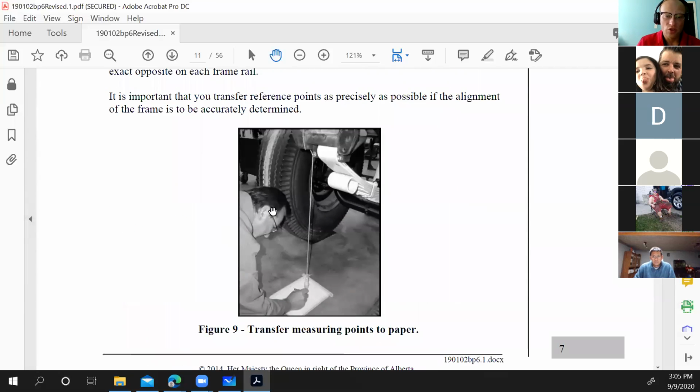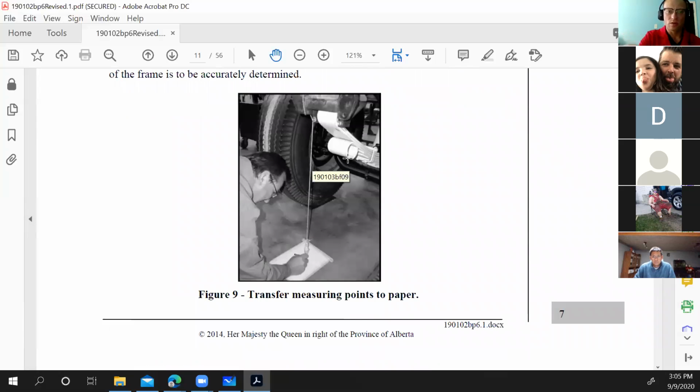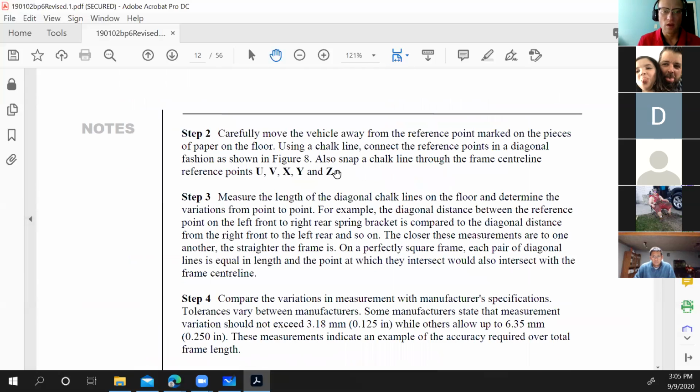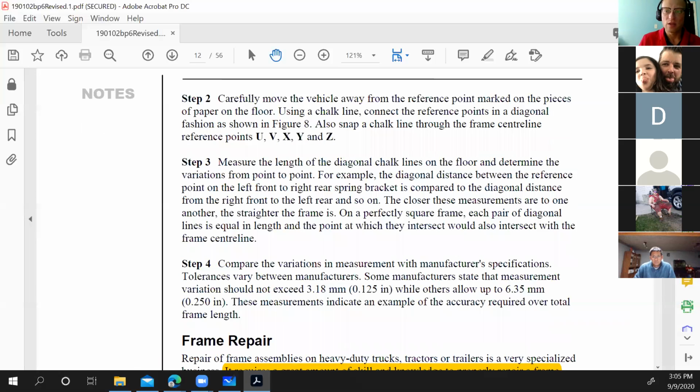We're then going to do just like what he's doing here. So you see he picked this portion to measure from. You're going to do the same on the opposite side and transfer it onto the floor. Once it's on the floor, you can move it out of the way. Then you can start measuring.